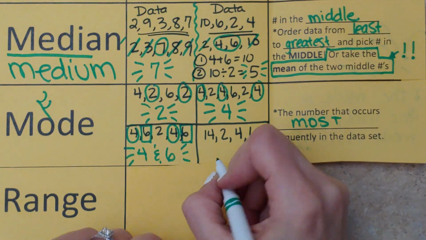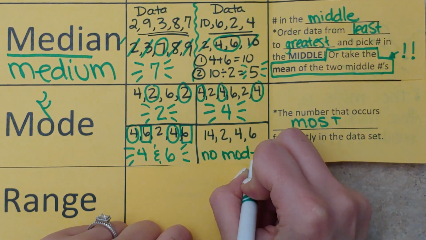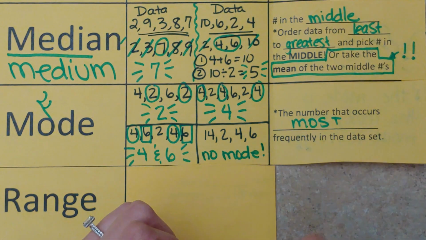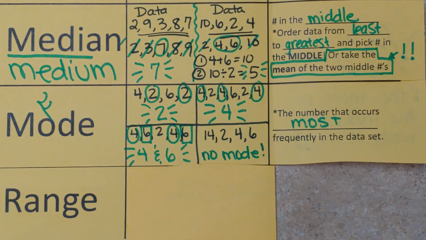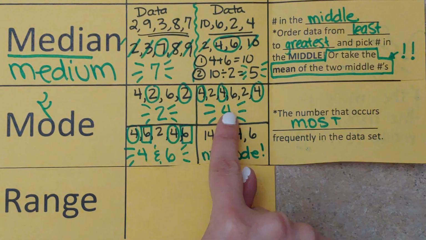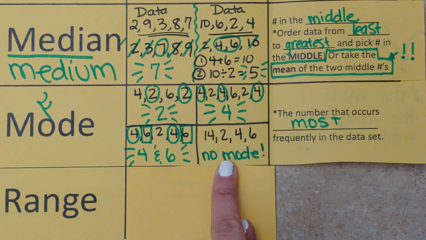So actually, in this case, there's no mode. Nothing repeats. And in order to be the mode, you have to at least appear twice. So we can have one mode, more than one mode, multiple modes, or we could have nothing, right?